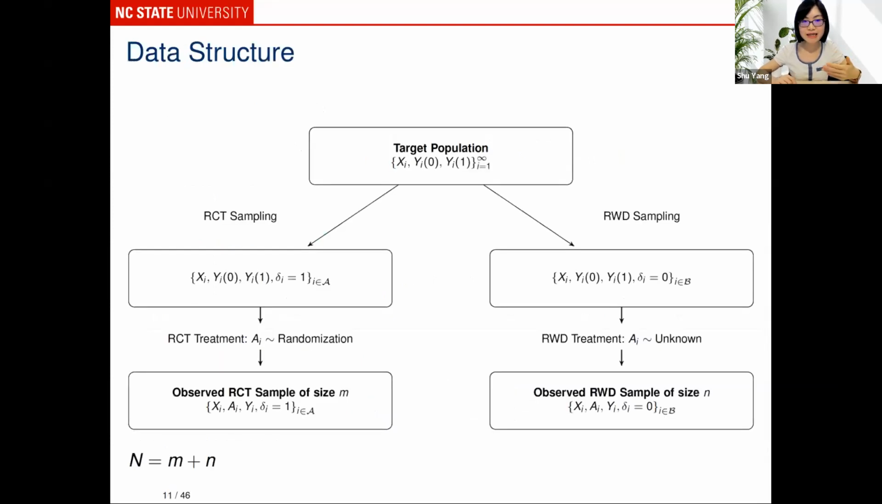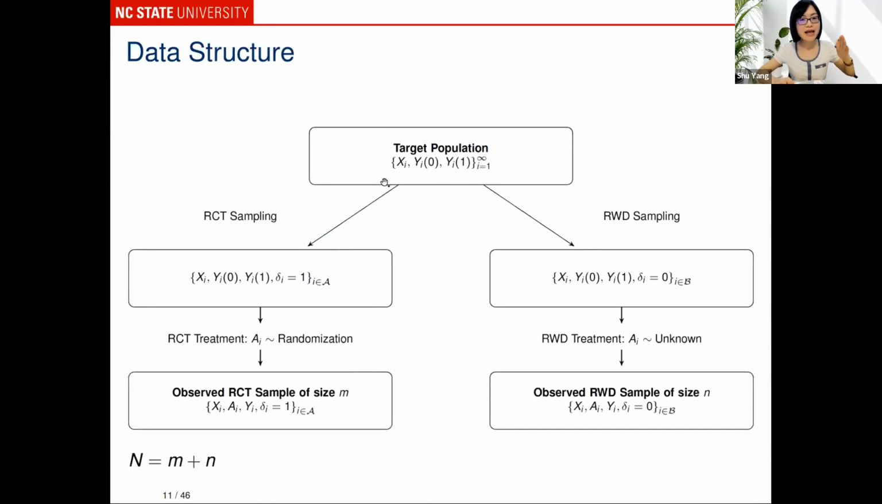Now we have two studies. This diagram summarizes the data structure. So we consider a superpopulation model where the target population consists of infinitely many patients, IID following some distribution. So we think this is more relevant if we want to generalize the result to a future patient population.